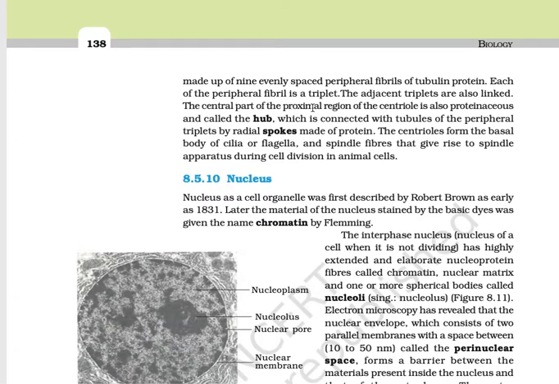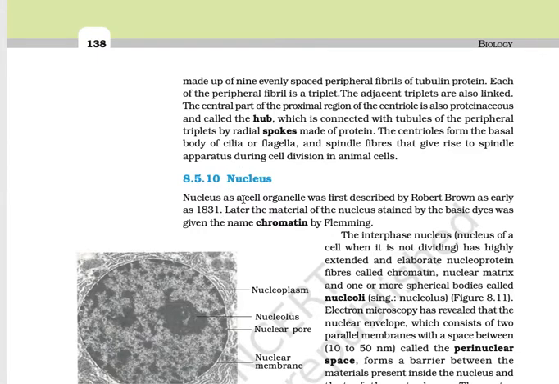The central part of the proximal region of the centriole is also proteinaceous and called the hub, which is connected with tubules of the peripheral triplets by the radial spokes made of protein. The centrioles form the basal body of cilia or flagella and spindle fibers that give rise to spindle apparatus during cell division in animal cells.